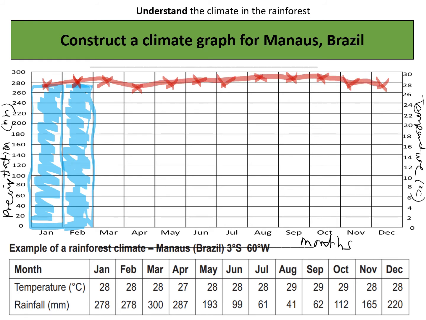Okay, now it's very clear that it's quite consistent in terms of the temperatures that they get on a yearly basis. So you would do the same thing for the rainfall to see if it is consistent or if it is quite random.